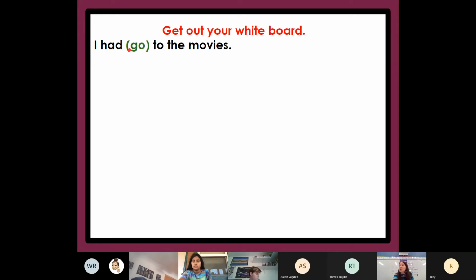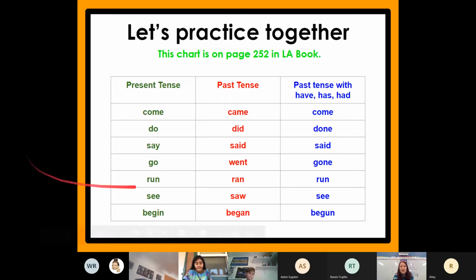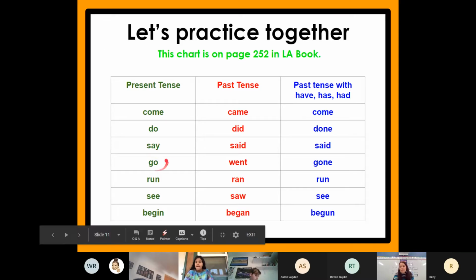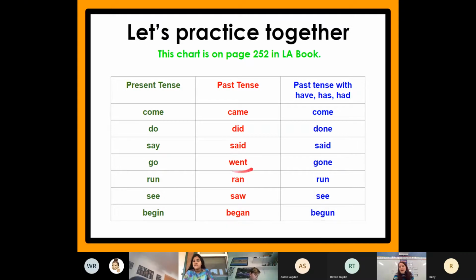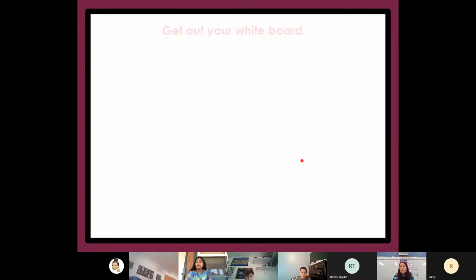We are going to use the word gone. You're right. So in the third column, so I'm going to go back here. I looked at the word go, and the irregular past tense of go would be went. However, in our sentence, we had a helping verb, so we need to use this word gone. So on your whiteboard, I want you to write gone.